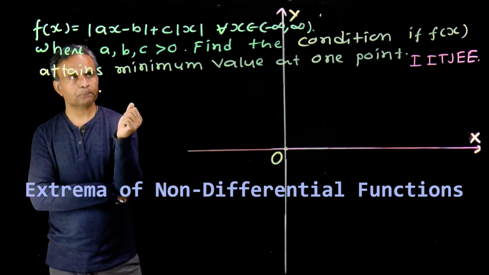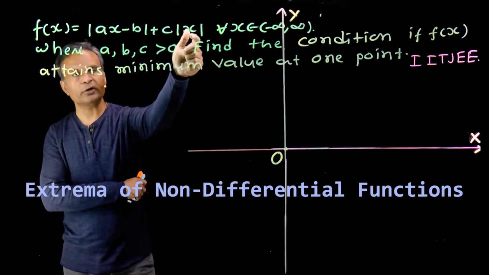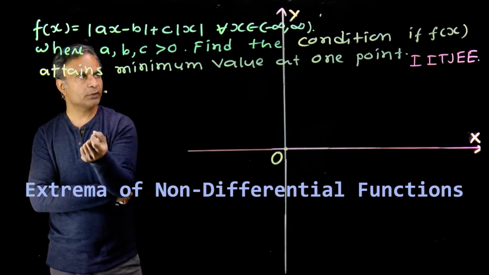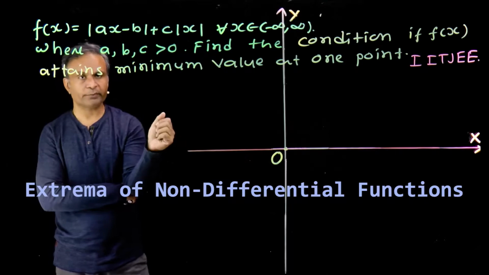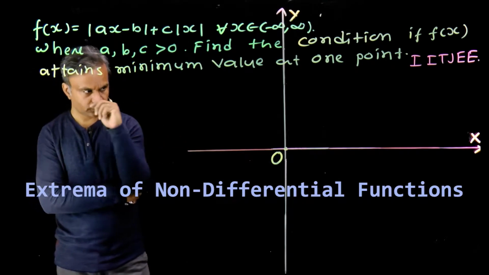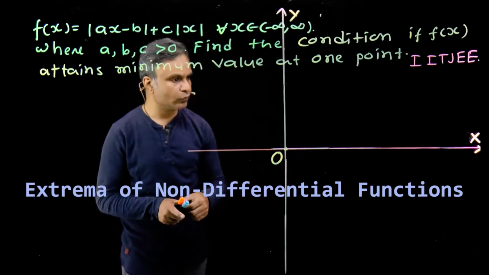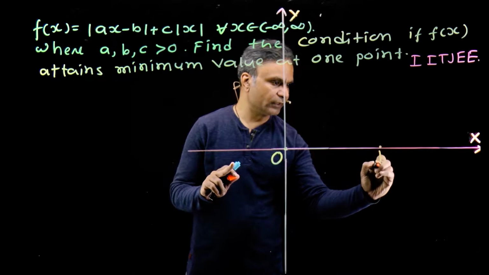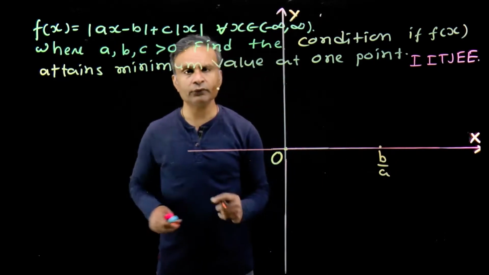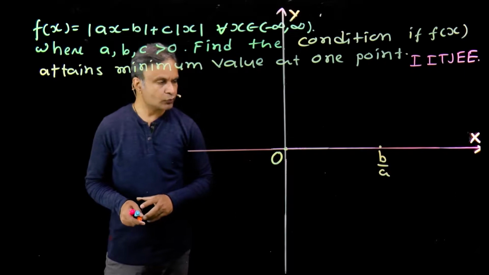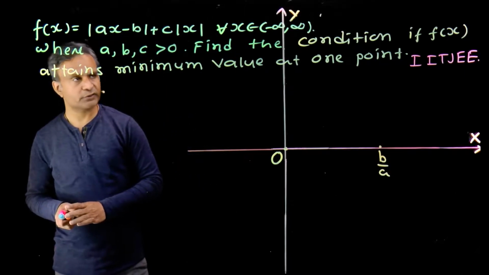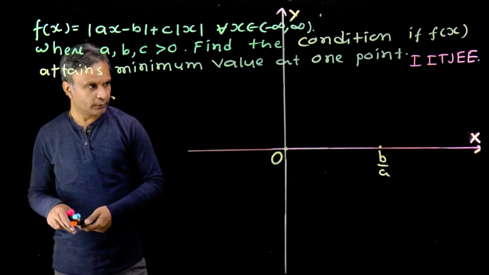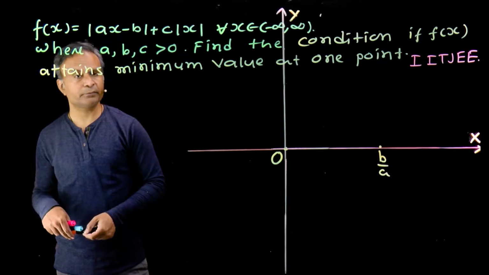Function is simple. Modulus of x is non-differentiable at 0. This is non-differentiable at b upon a. So we mark these points on coordinate plane. In fact, we want to draw the graph of function. So first we mark the points of non-differentiability. We have here 0 and here b upon a, points of non-differentiability. These 2 points will be critical points also, where function can have maxima or minima. Now for graph we need branch functions.